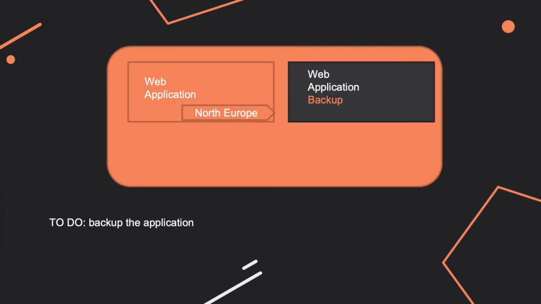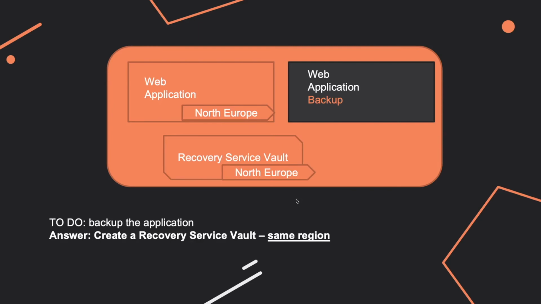Another situation that you want to make sure you know and understood very well is related to application backups. For that we have a web application which is situated in North Europe, and we want to make sure that we have a backup solution in place for this application. What are you gonna do for that? You will have to make sure that you create a recovery services vault, and this recovery services vault is in the same region as your application.